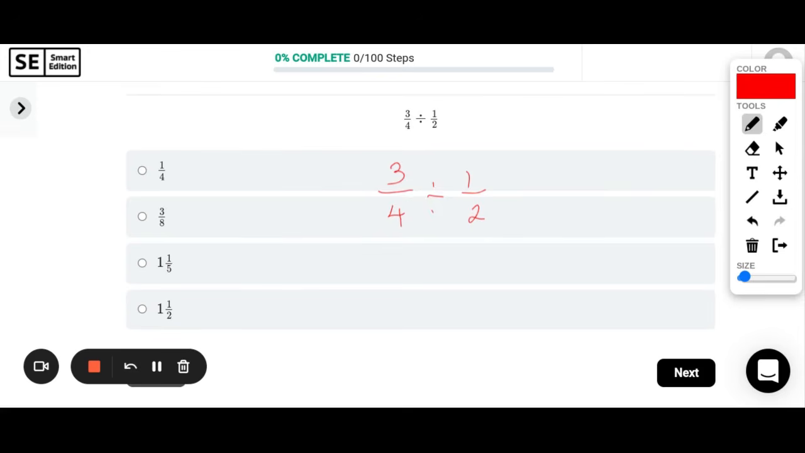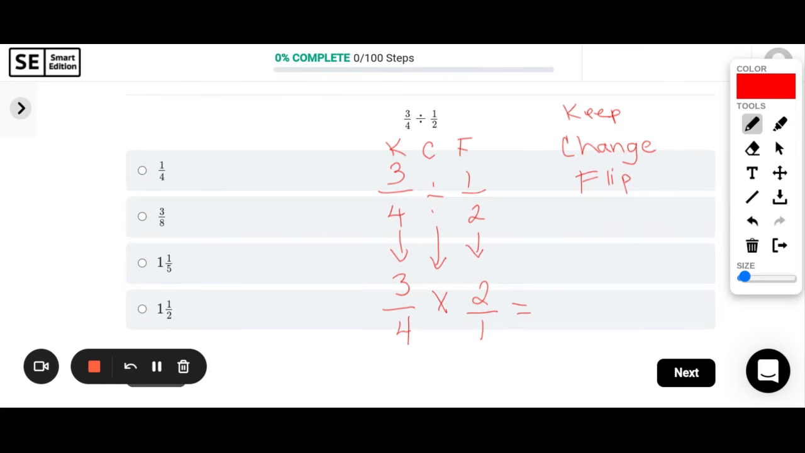So when I do division of fractions, I like to think of KCF, close to KFC, but not quite. So KCF. What KCF means is keep, change, flip. So this helps me remember that I'm going to keep my first number the same. I'm going to change division to multiplication, and then I'm going to flip 1/2 to 2/1. So I flip the denominator and the numerator.